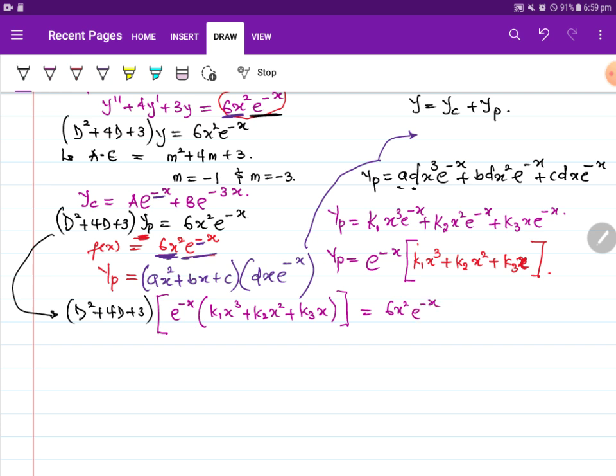Now, what is the meaning of this? It means we are going to find the second derivative of this. We are going to multiply 4 with the first derivative of this, and we're going to multiply 3 to this. Okay, now let's pick it one after the other. If YP is equal to exponential minus X into bracket K1 X cubed plus K2 X squared plus K3 X.